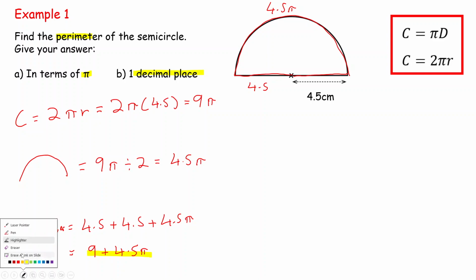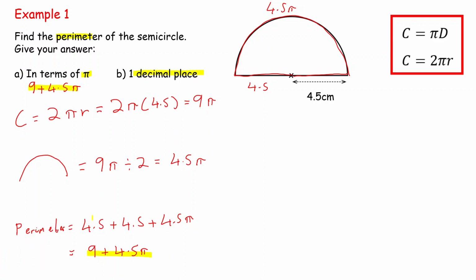I'm going to write it back at the top. You could write it as 4.5 pi add 9 in either order, it doesn't really matter. I'm going to write it as 9 add 4.5 pi. And that is simply my answer. Let's just highlight it up here so we know exactly what is going on.